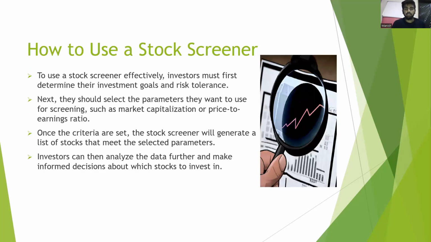To use a stock screener effectively, investors must first determine their investment goals and risk tolerance. Next, they should select the parameters they want to use for screening, such as market capitalization or price to earning ratio. Once the criteria are set, the stock screener will generate a list of stocks that meet the selected parameters. Investors can then analyze the data further and make informed decisions about which stocks to invest in. As they get effective data on what they search, it will be easy for people to select the stocks and set the price for their stocks.